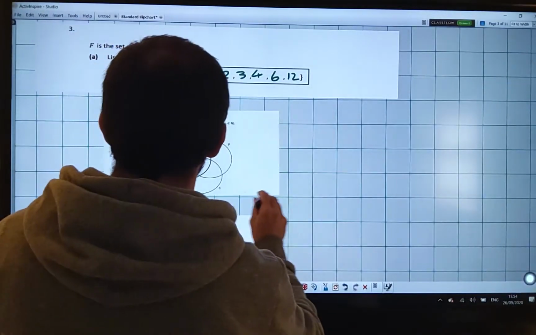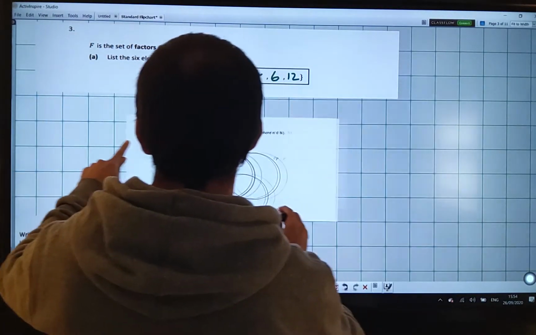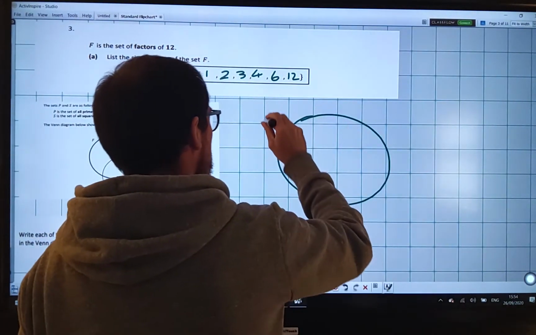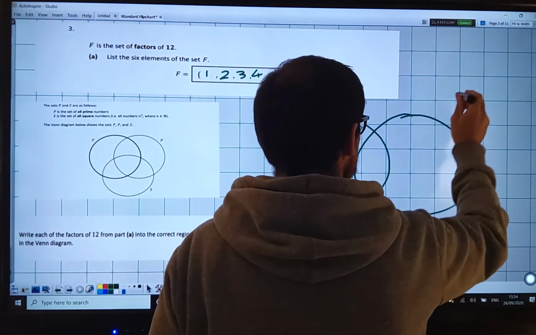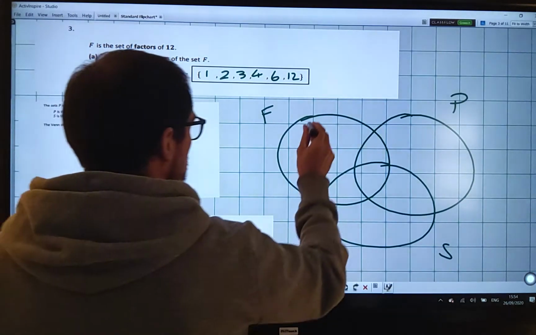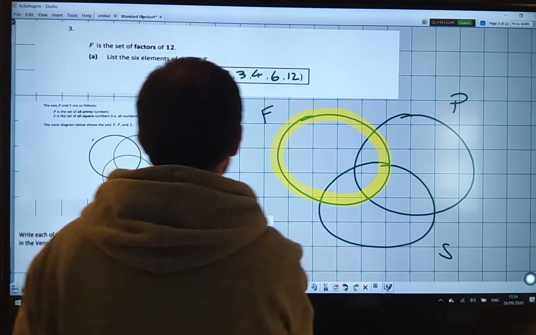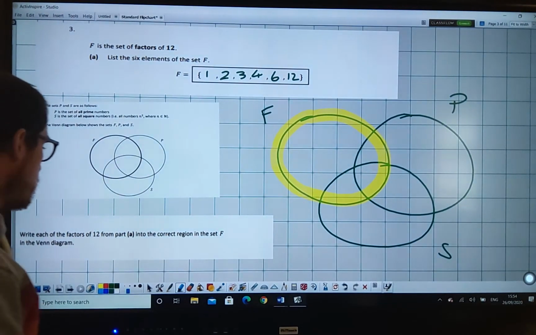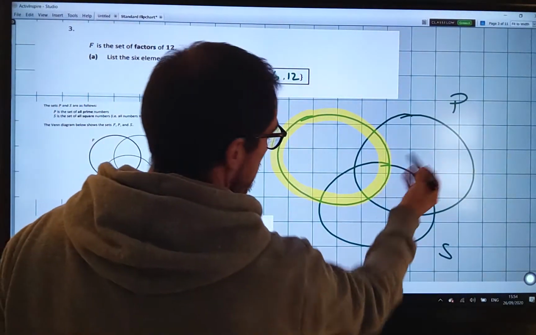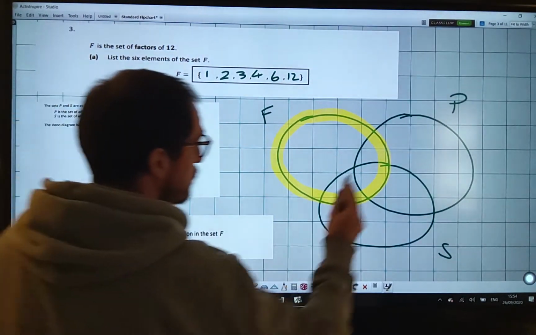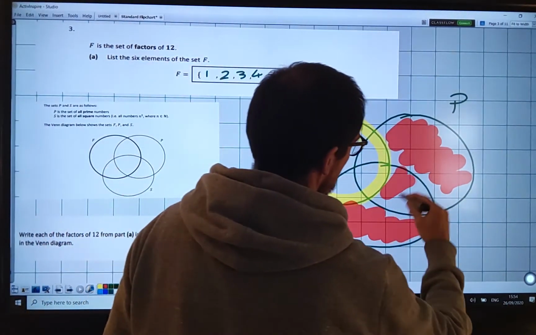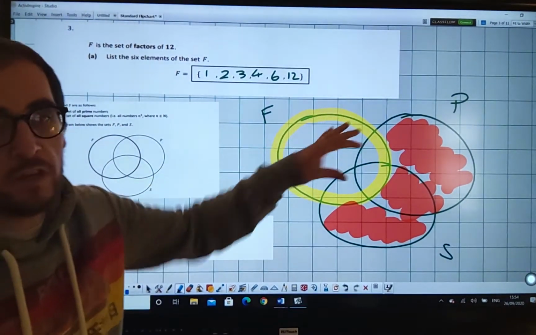Now, this question here, it says the sets P and S are as follows. So let's look at this. So we've F, P, and S. A key point to notice here is that F is highlighted. It says write each of the factors into the correct region. So you have to remember, nothing's going to go into this region here, nothing's going to go in here, and nothing's going to go in there or here, because they're all factors of 12, so they have to go into the yellow area.